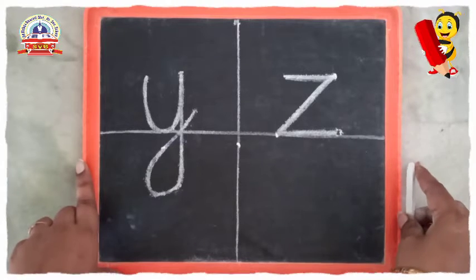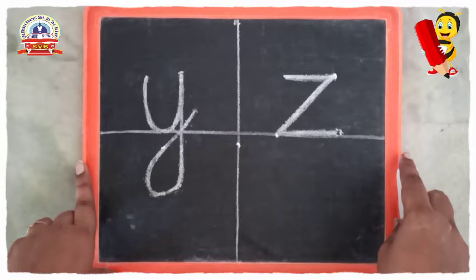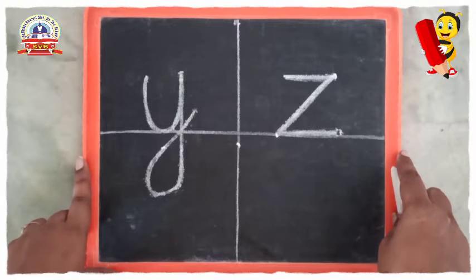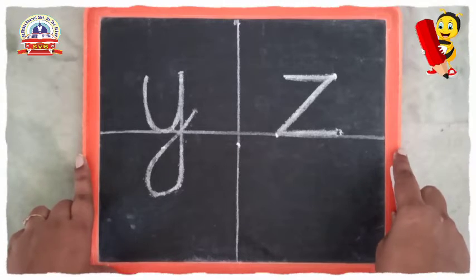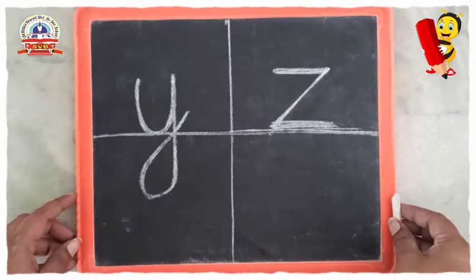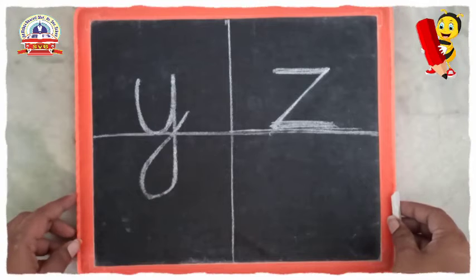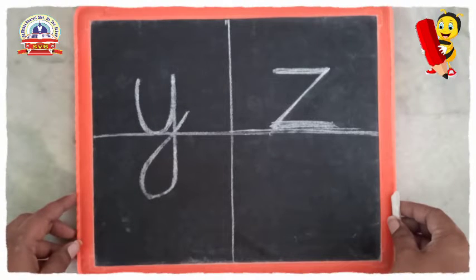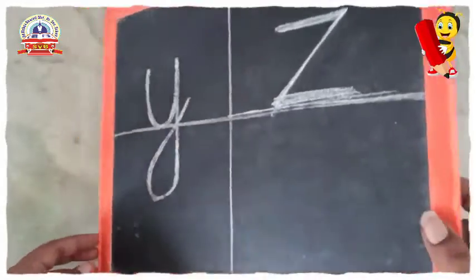Very good children. So today we have completed A to Iz. Okay children, let us practice that. Good. Children, now we are going to practice from A to Iz. Okay children, turn on your slate.